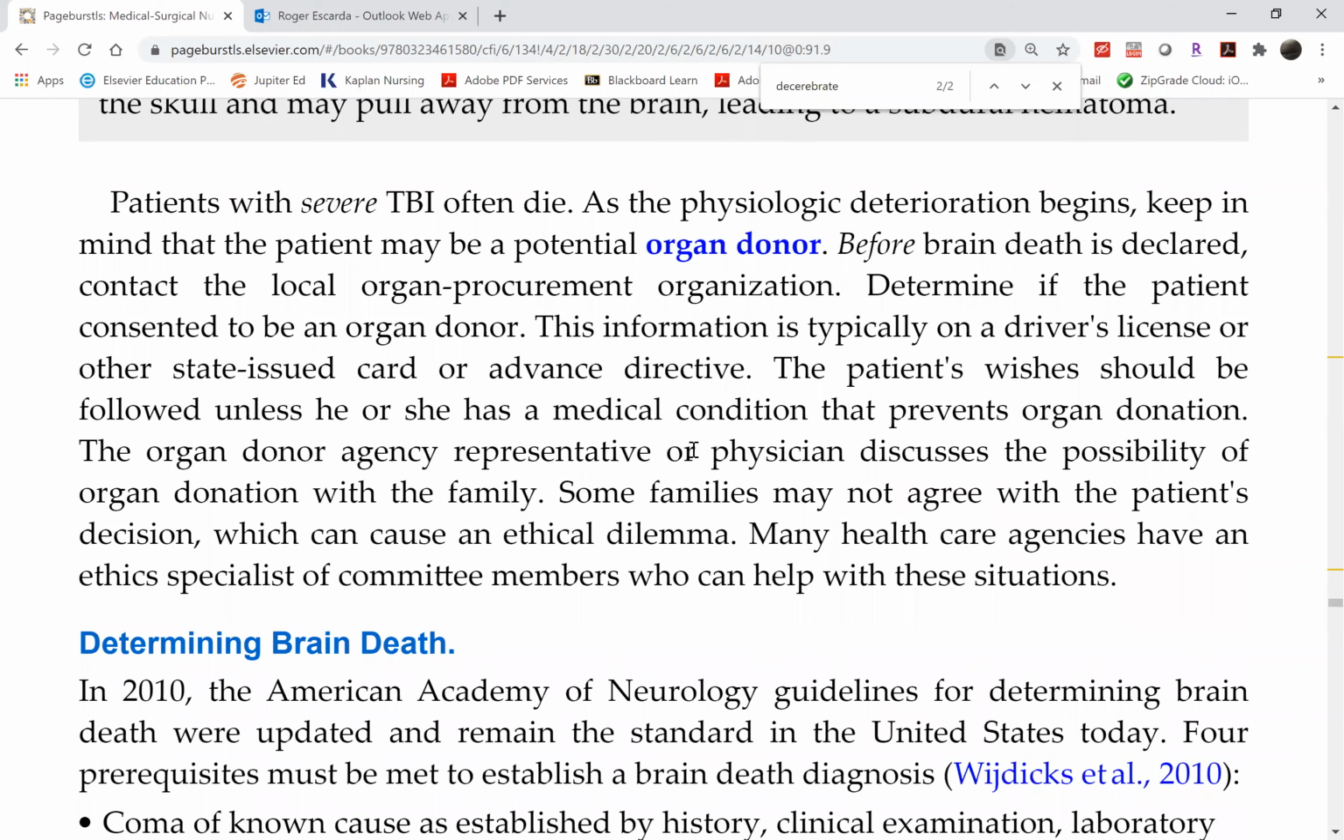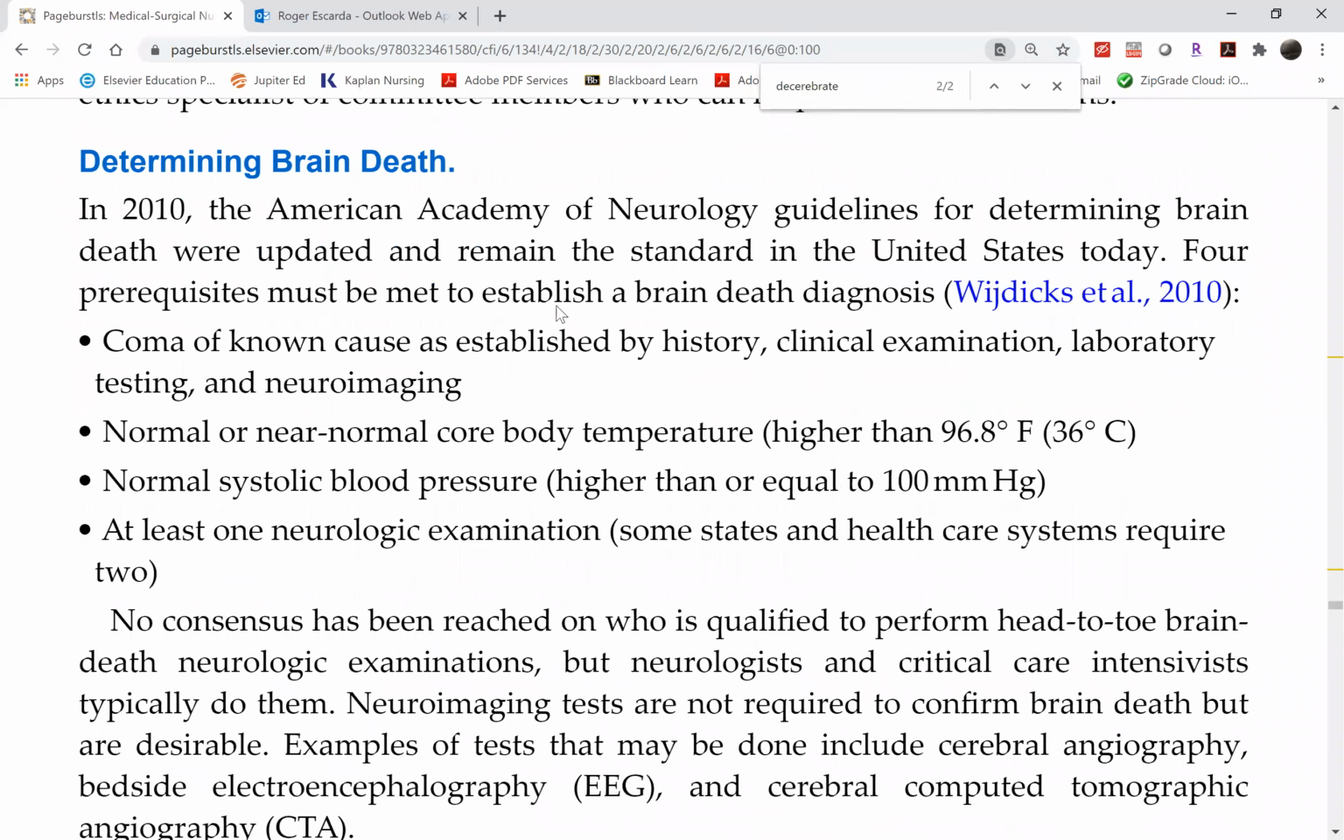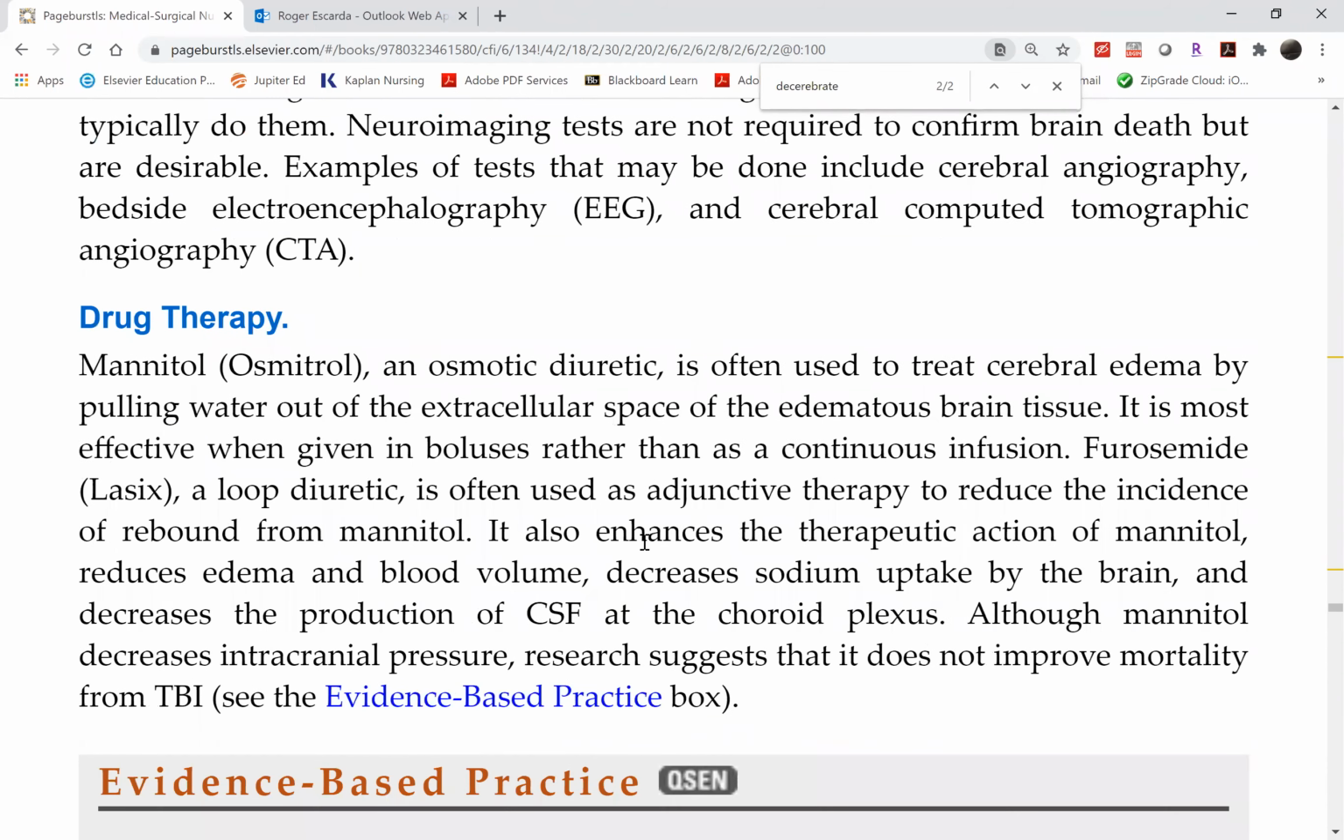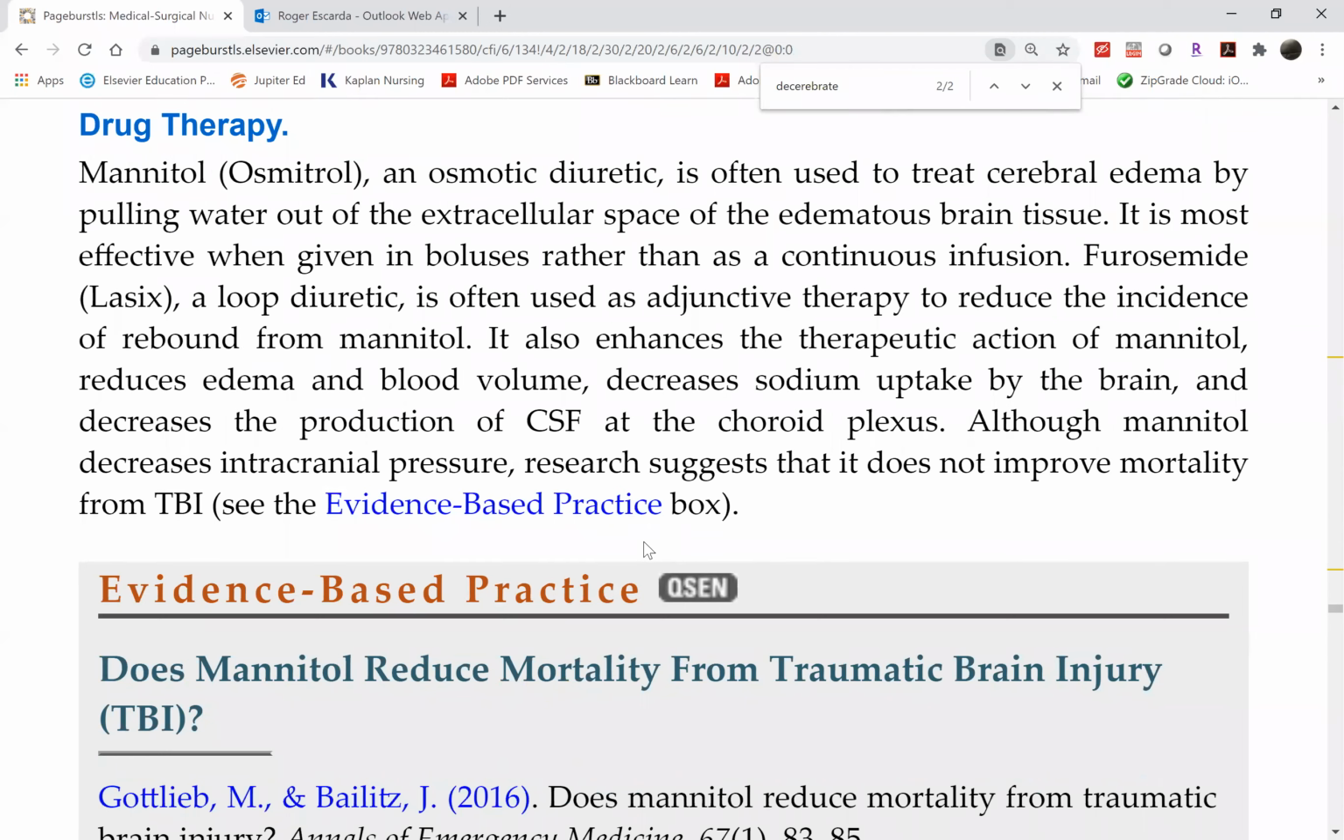Unfortunately, when we have severe TBI patients, the prognosis again is poor. So just in case, we want to make sure that the patient may be a potential organ donor. So just make sure your nursing supervisor is aware of that. That way, if we do lose the patient, we ask the family, and if they're amenable, or if the patient is already a known organ donor based on their driver's license, then we can't waste these organs. All right, so just be ready. We will skip determining brain death because that's a doctor's responsibility, really. We're not doing that. Let's go now to drug therapy, and then we'll end with surgery.